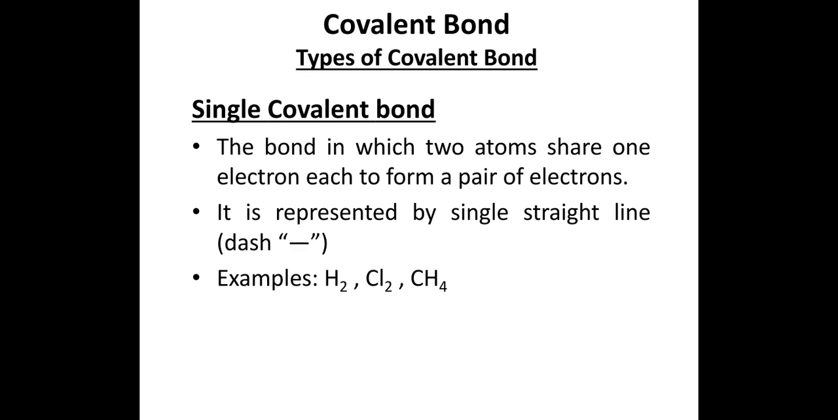Hydrogen molecule and chlorine molecule are similar atoms which make a single covalent bond, and their electronegativity difference is 0.4 or less than 0.4, therefore they make a non-polar covalent bond. Whereas methane, CH4, is formed between two dissimilar atoms, that is carbon and hydrogen. Now we explain the formation of a single covalent bond with the help of an example, that is chlorine molecule.